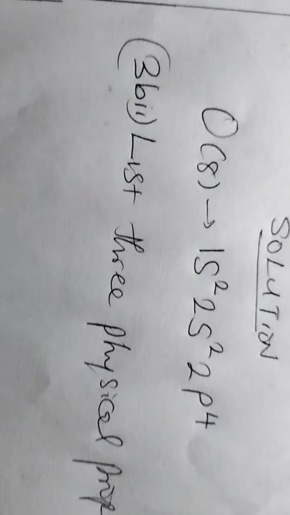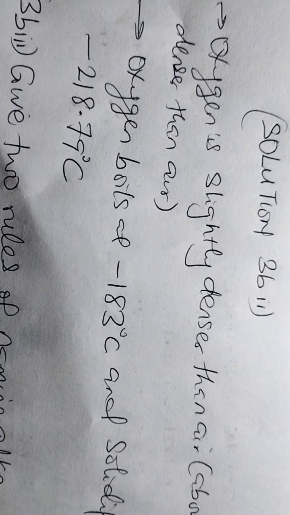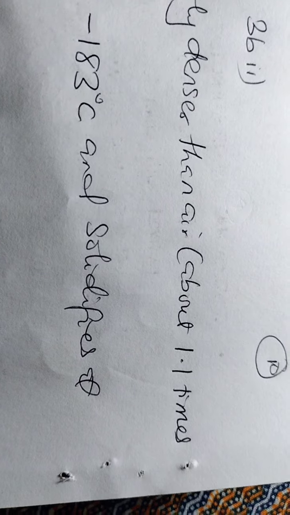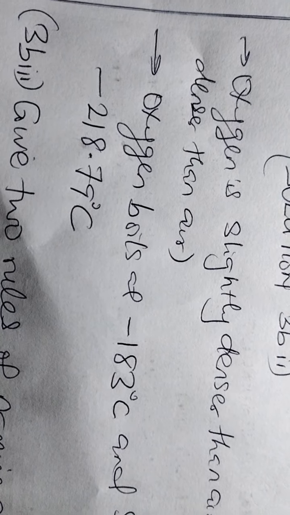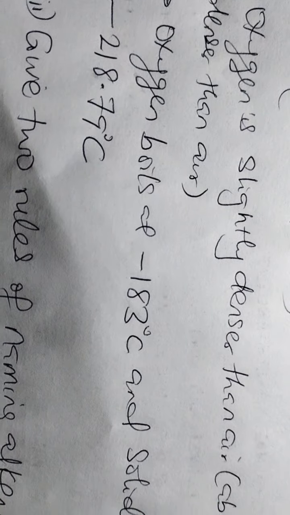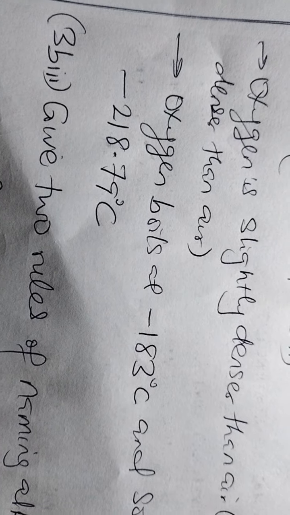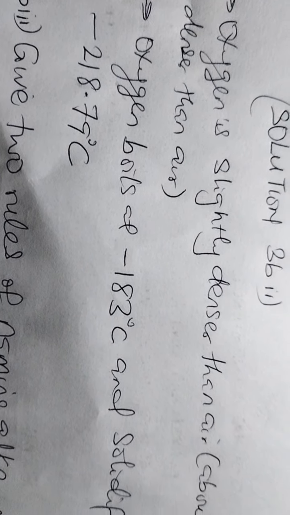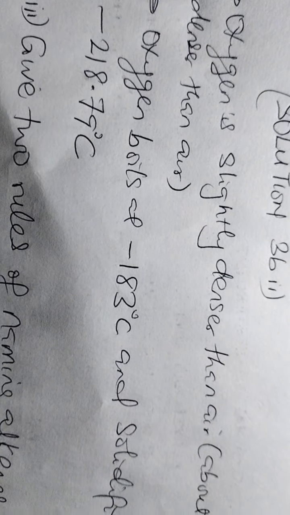3bii says list 3 physical properties of oxygen. Then go to the solution. So the answers: A, oxygen gas is slightly denser than air, about 1.1 times denser than air. Number 2, oxygen boils at minus 183 degrees Celsius and solidifies at minus 218.79 degrees Celsius. You can as well say that oxygen is a colorless, odorless, and tasteless gas.